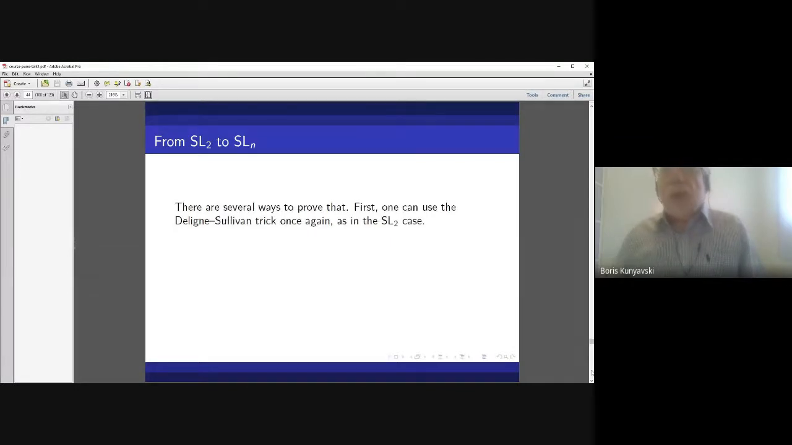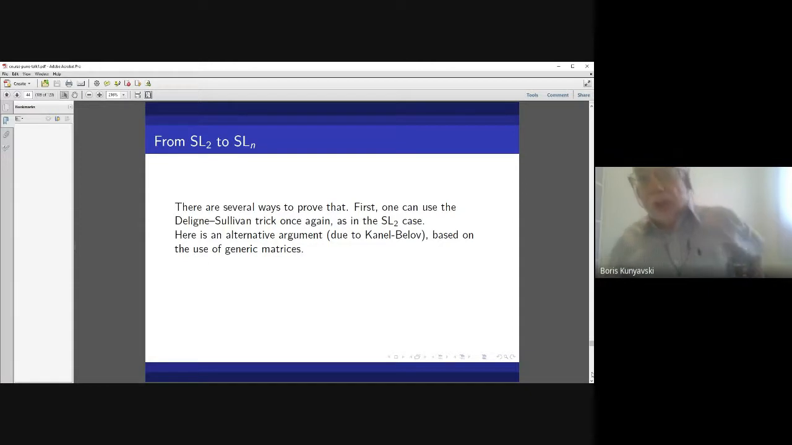and there are several ways to prove that. First, in the original proof, there is the Lin-Sullivan trick once again. But I want to show you another one, which is due to my collaborator, Kanel Belov. So Alexei suggests a proof using generic matrices, which shows once again the close relation of group structure with metric structure, with associative algebra structure, which is a way to construct bridges I mentioned in the beginning of my talk.